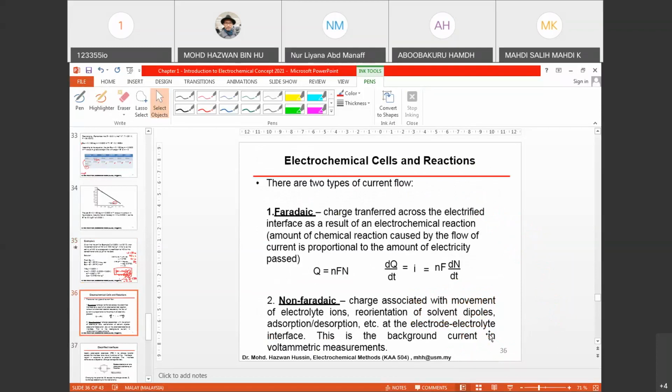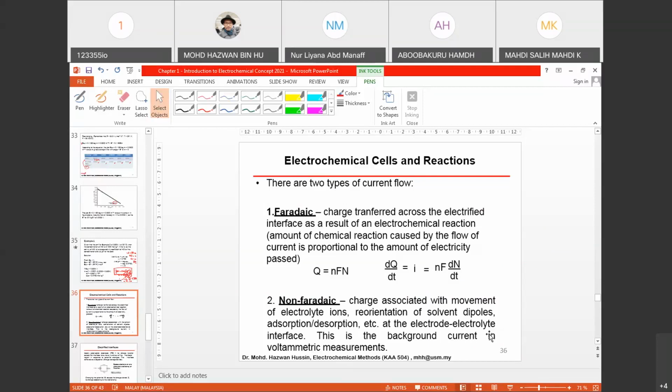So we are moving on to the last part of chapter 1, probably to understand about current flow. This is not really related with potential and so on, activity or what. There are two types of current flow in electrochemical reaction. The first is known as Faraday, and the other one is known as non-Faraday. You will hear people saying that this cell or this circuit is Faraday, or this circuit is non-Faraday, and what's actually the difference?